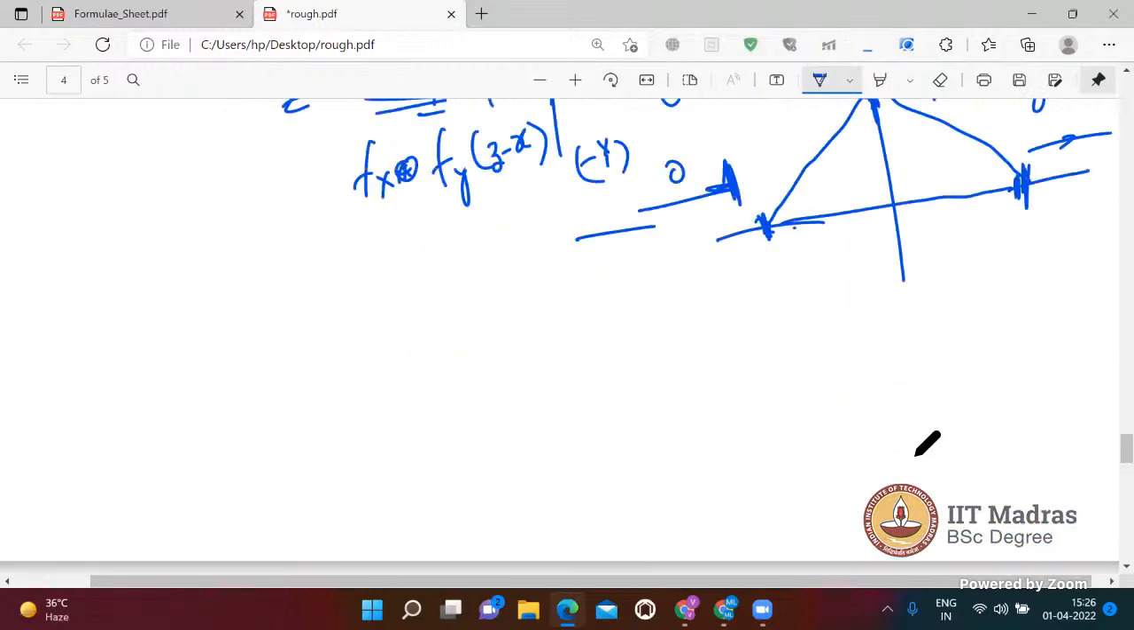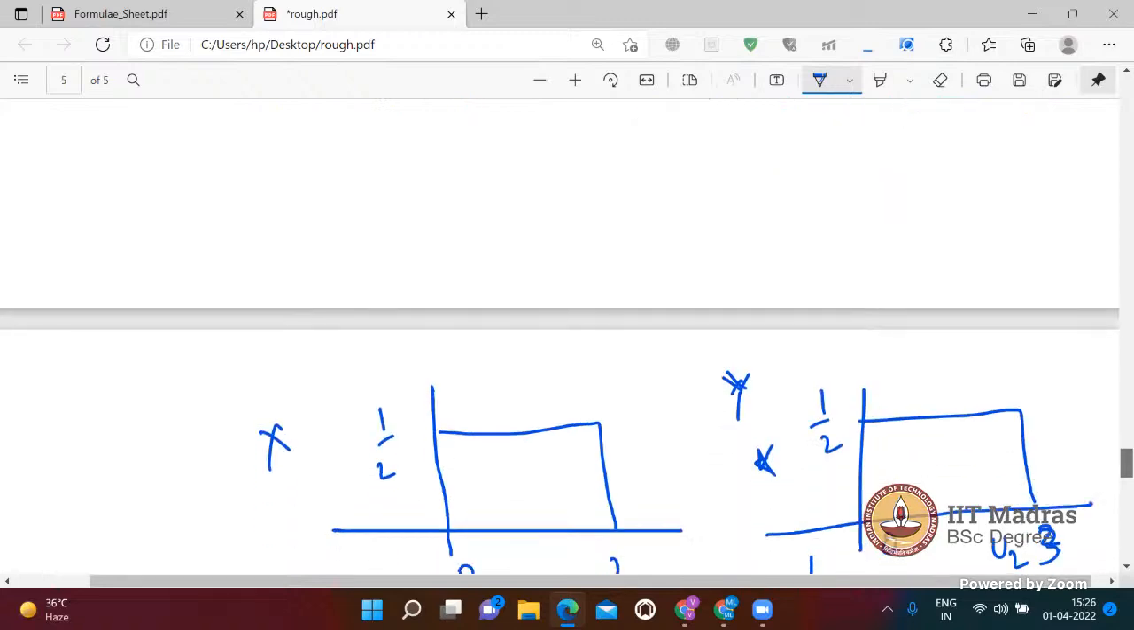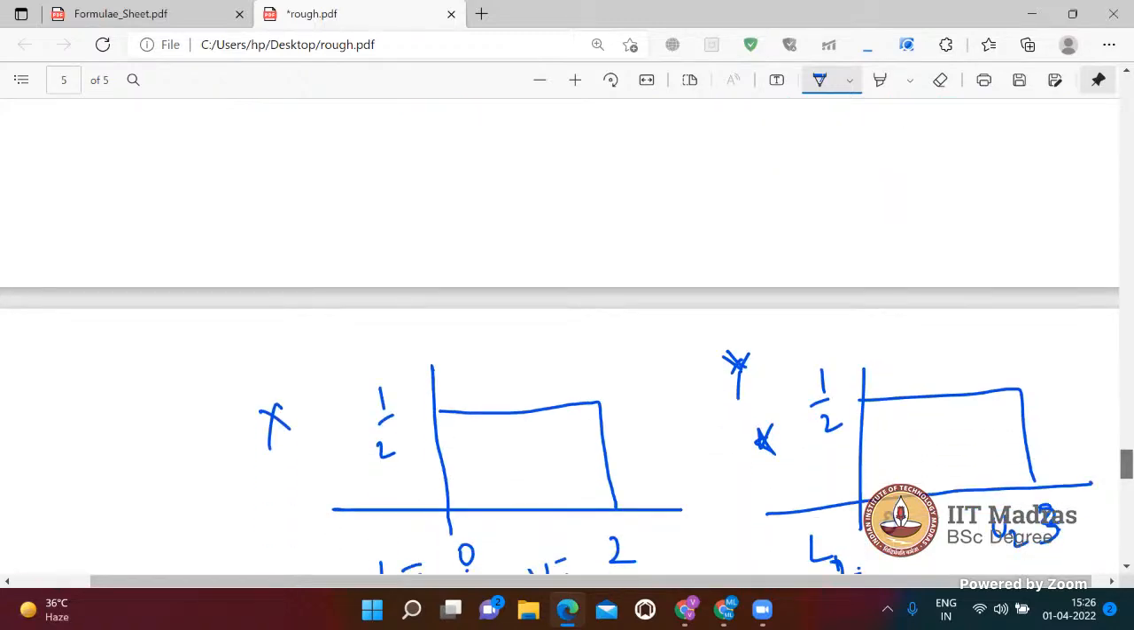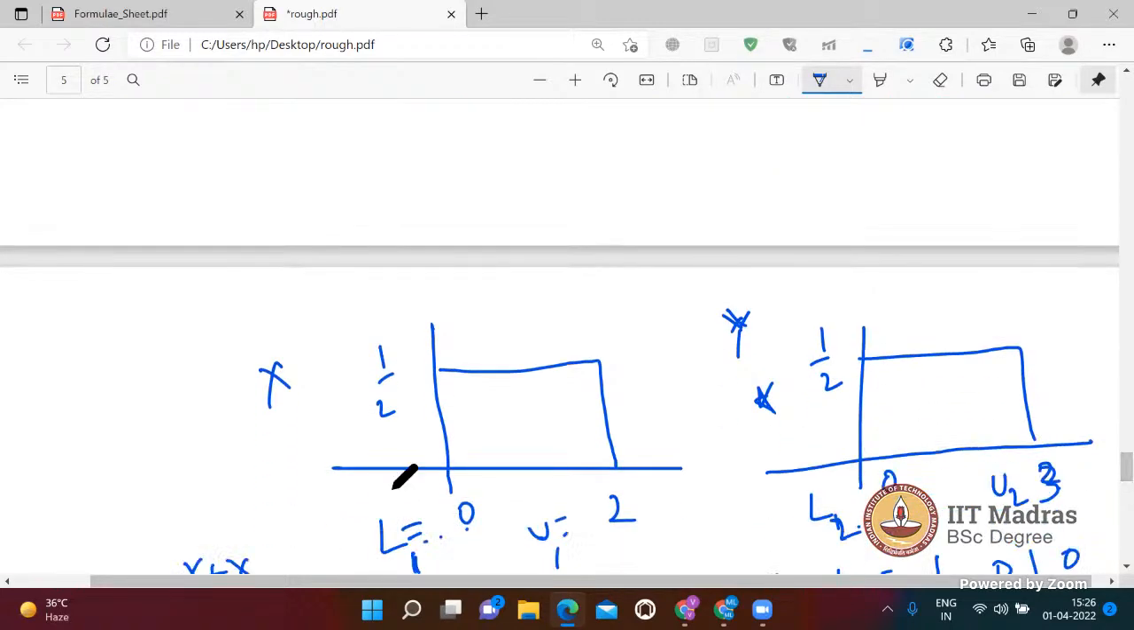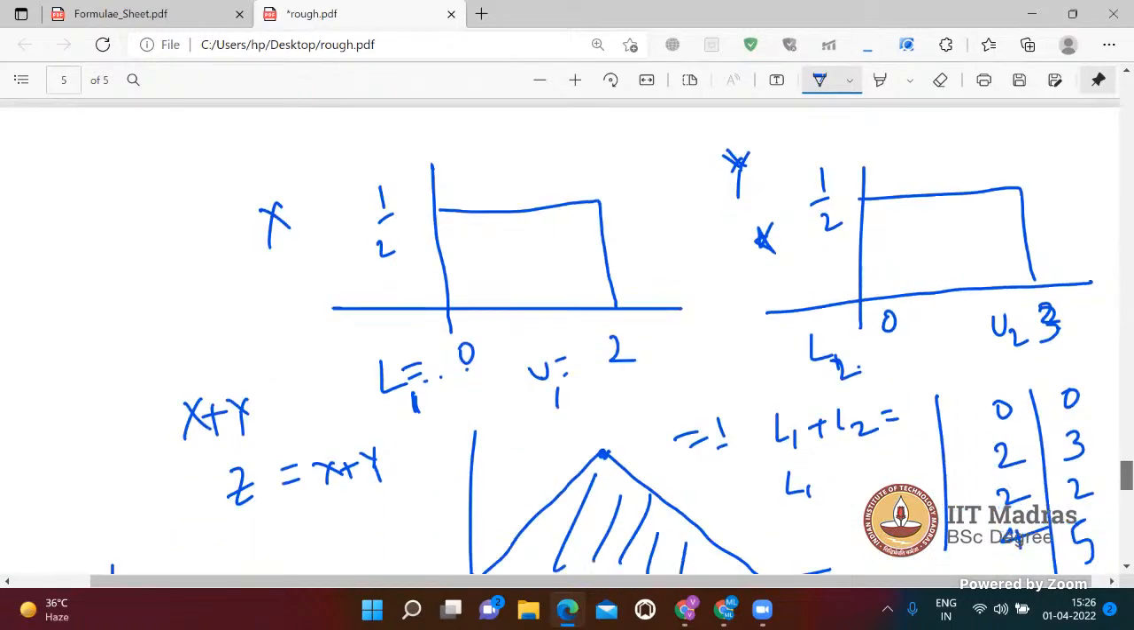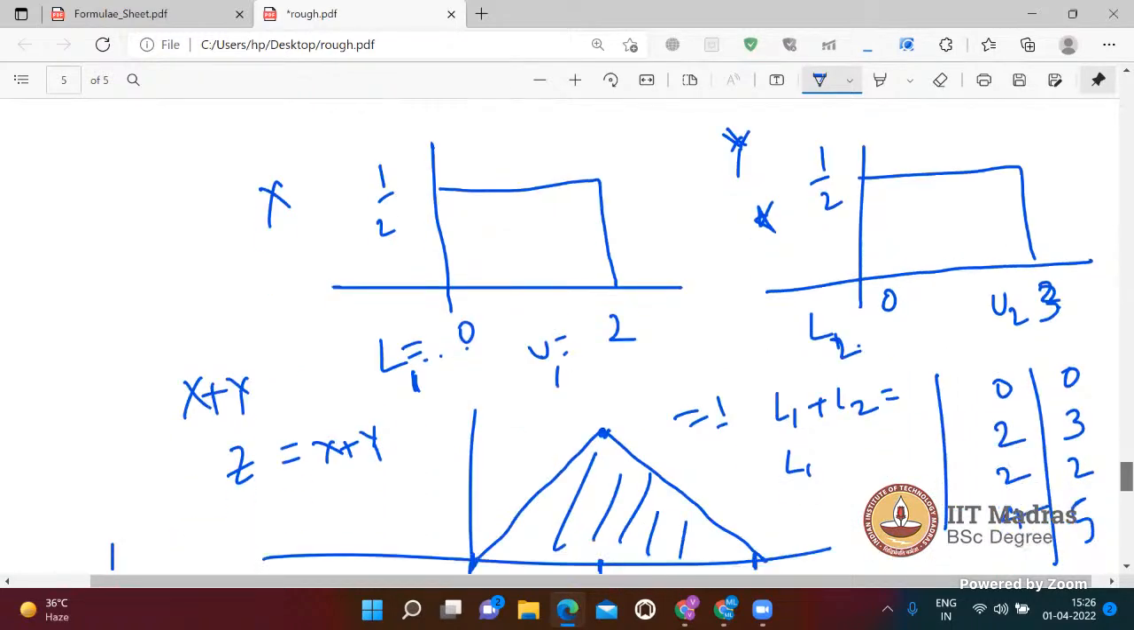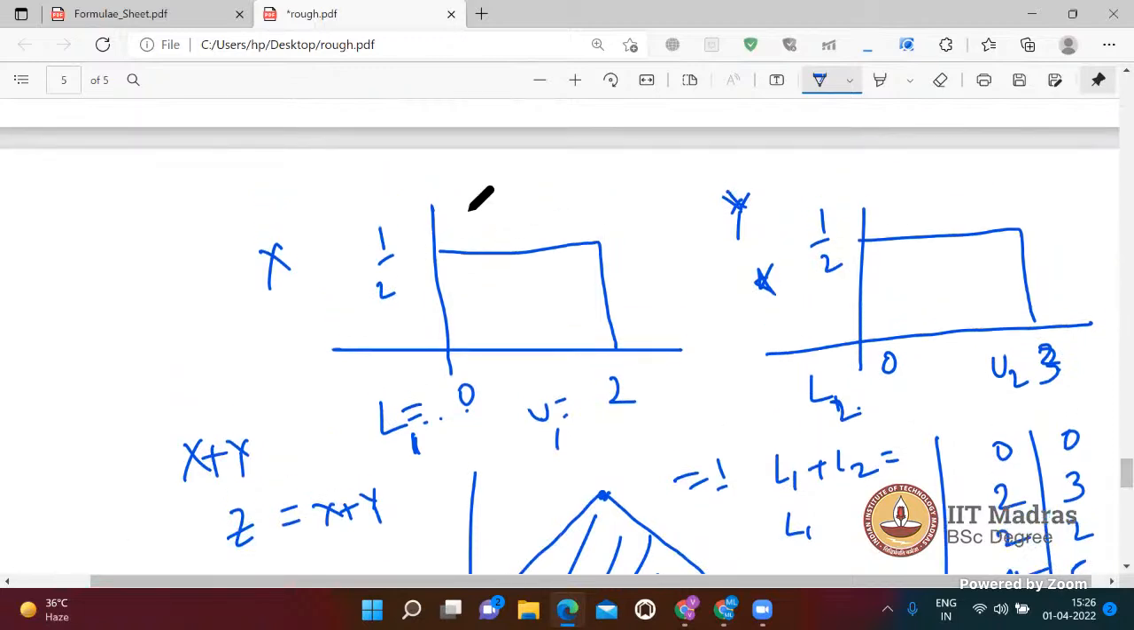So either it will be the same, or if they are asking to convolve something, they'll not ask directly to convolve. They'll just ask you if x is this function, y is this function, then x plus y. And then in that they'll ask some sort of question. If somebody is not able to do x plus y even, then he'll not be able to solve that, right?